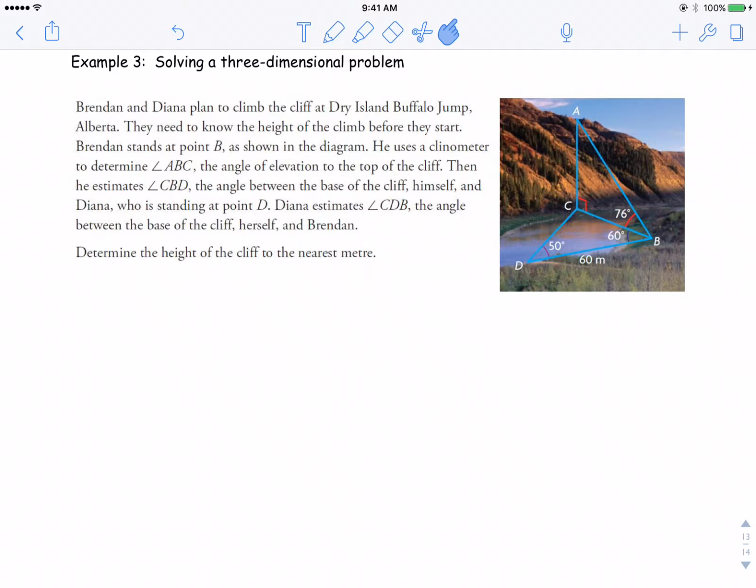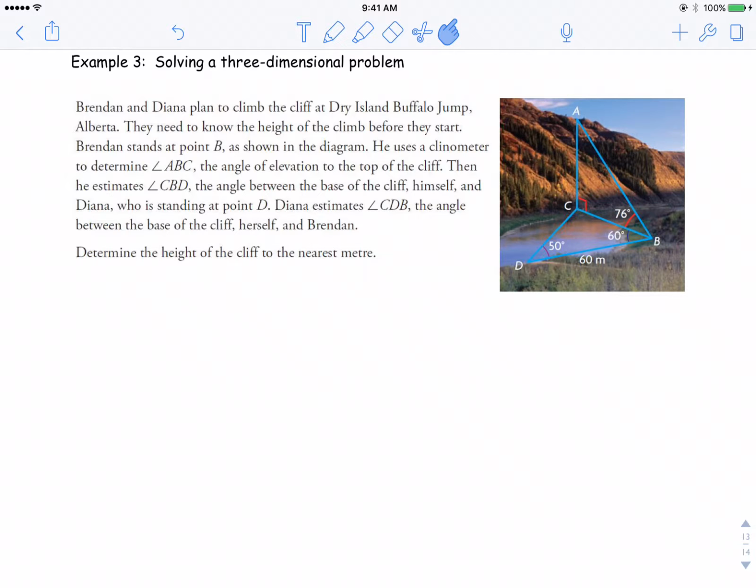Example 3, section 3.4, solving a three-dimensional problem. Now, this problem actually is by far the trickiest of the three that you would have to play around with, because we have to take a three-dimensional idea and put it on two-dimensional paper. So hopefully you can see from the picture that we're trying to measure the height of a cliff across the distance of a river, in which, of course, that's three-dimensional, but we've got it on two-dimensional paper.